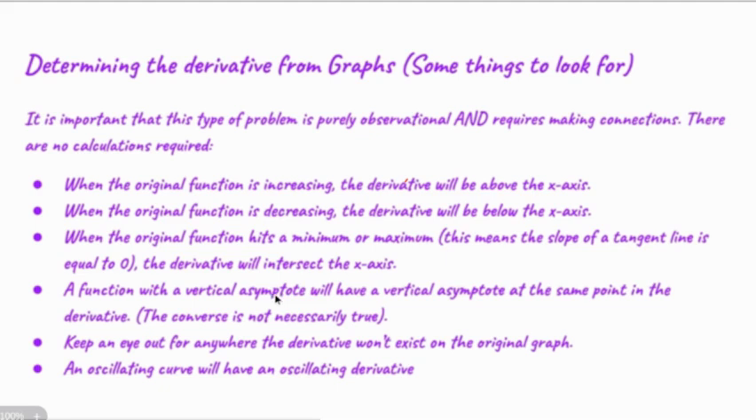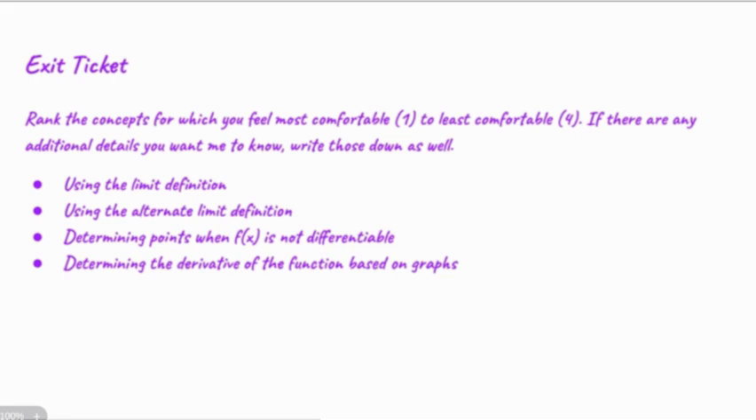A function with a vertical asymptote will have a vertical asymptote at that same point in the derivative. The converse is not necessarily true, and we'll see examples like that in the future. Keep an eye out for anywhere the derivative won't exist on the original graph. And an oscillating curve will have an oscillating derivative. We'll take a look at examples like that in the future.